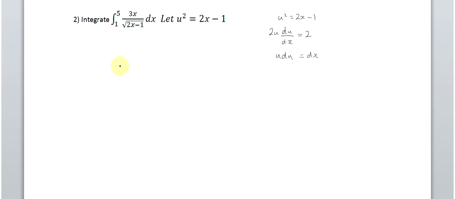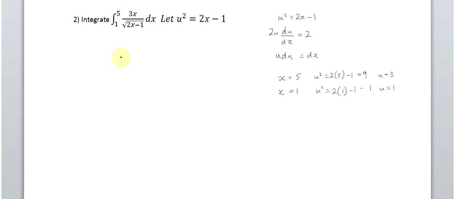Now, we've got limits here, so it's probably a good idea to mess with the limits too. So when x equals 5, u squared is equal to 2 lots of 5, which is 10, minus 1, so that gives us 9. Therefore u is the square root of 9, which is 3. And the other limit, the lower limit, when x equals 1, so I'm getting these from up here, u squared is equal to 2 times 1 minus 1, which actually is 1. And the square root of that is also 1. So we've got our new limits.